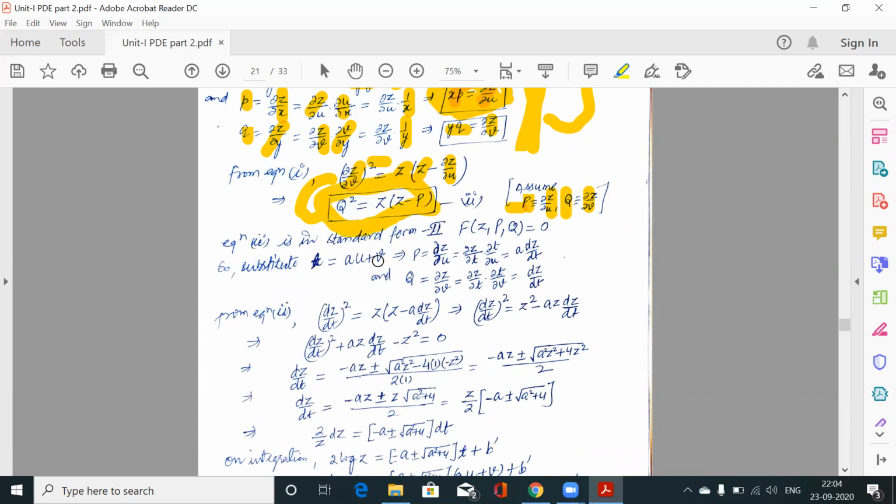So now this is in the standard form 2, where we have f of z, p, q is equal to 0. Of course z is z, but x is u and y is v. So this equation is in z, u, v. So we know how to solve standard form 2. In standard form 2, what we do, we convert u is equal to x plus ay.